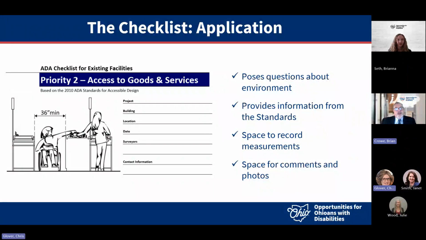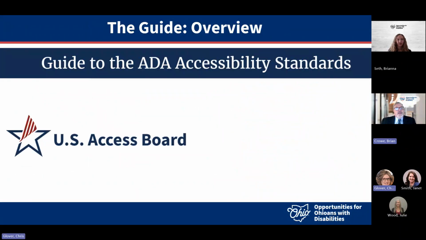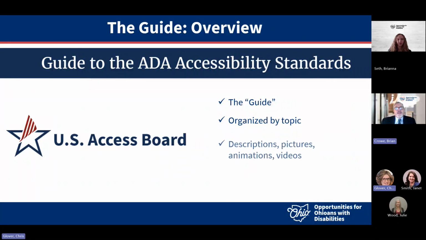Our next resource can help with this. The Guide to ADA Accessibility Standards, or the Guide, is provided by the United States Access Board. It takes requirements provided in the standards and organizes them by topic into chapters. The guide has descriptions, pictures, animations, and videos to describe the guidance from the standards using plain, easy to understand language.